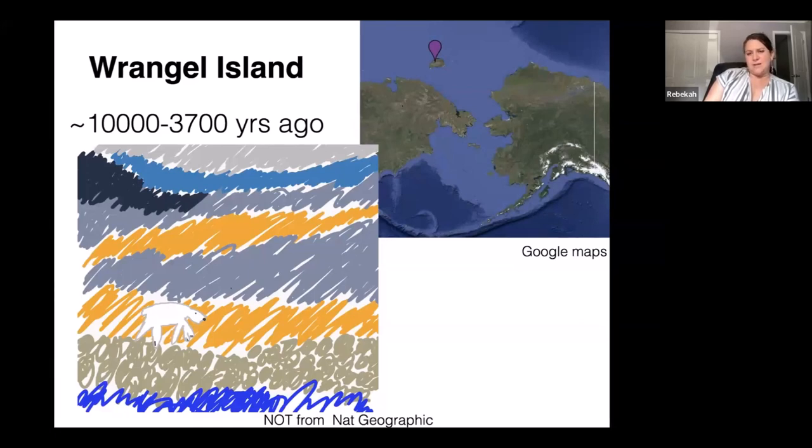And coincidentally, around the time humans finally got to this island, around 3,700 years ago, is right around the time that they ended up going extinct. We don't have direct evidence that they hunted them to death. There could be other things like bringing diseases or just frightening the population so they stampede off the side of a cliff. But whatever happened, the population was gone by 3,700 years ago.